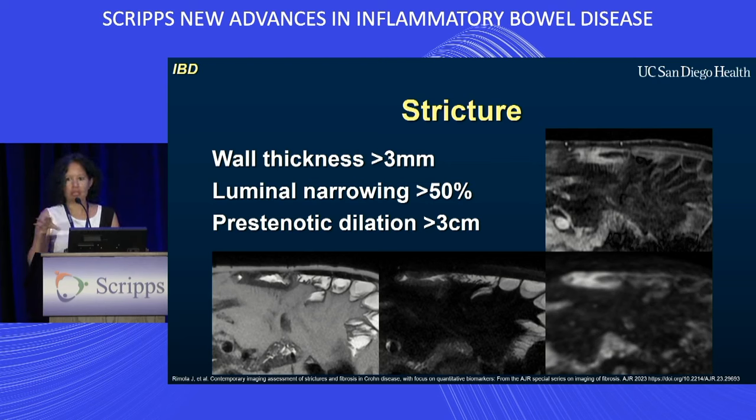Like if I look at the study and I see something abnormal in the diffusion, then I'm going to go back and look at all the other sequences to see if there's truly something that matches up as an abnormality in that area with regards to edema or hyperenhancement.